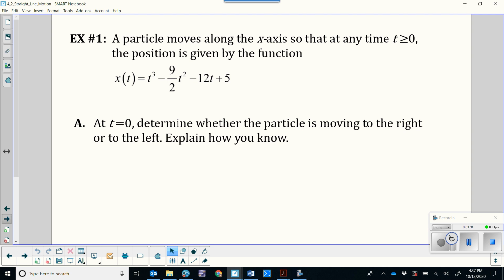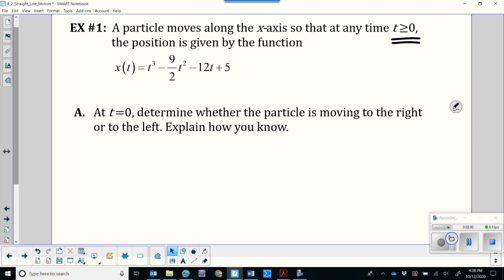Okay, so let's start with our first example, example 1. We have this particle moving along the x-axis, and we have this function called x of t. We also notice that at any time t greater than or equal to 0, so that's the time that we're starting at. A says at time t equals 0, determine whether the particle is moving right or left. So we need to know how we tell which direction the particle is moving. The way we determine that is by the velocity. And then remember, you have to show how you get that.